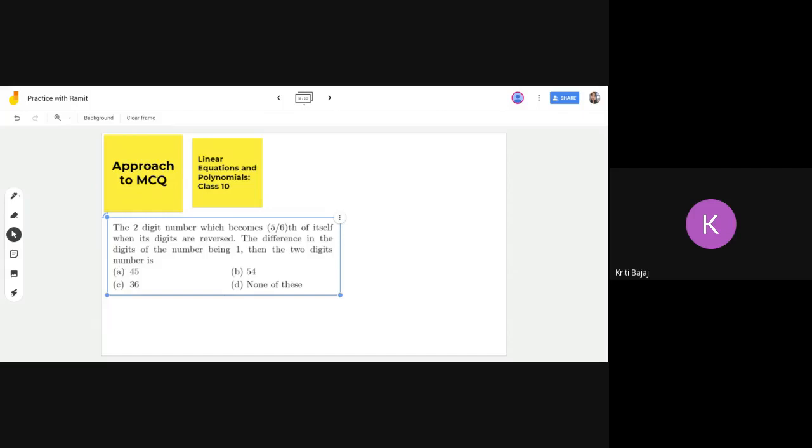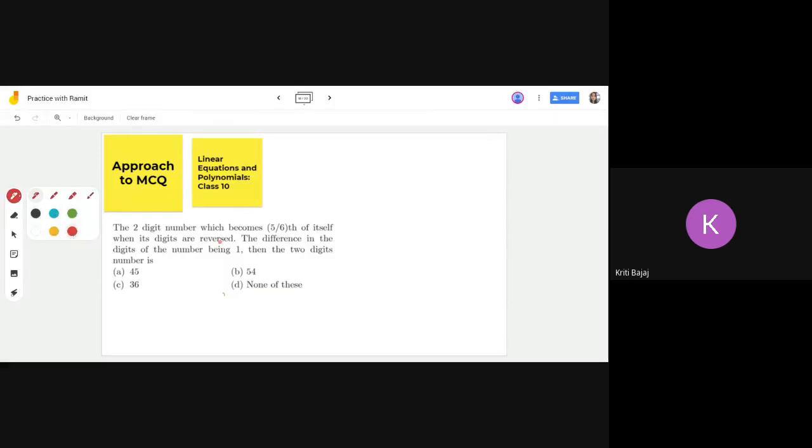Now, let us come to this question: the two-digit number which becomes 5/6 of itself when the digits are reversed. The difference in the digits of the number being 1, then the two-digit number is. Okay. So in our junior classes, we have studied some questions based on two-digit numbers. How do we form numbers out of them?